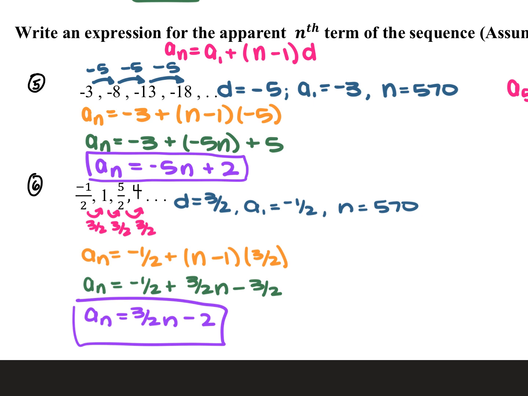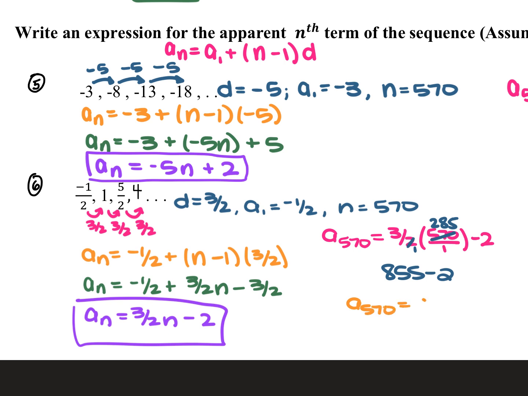Next, you're finding a sub 570. So that's going to give you 3 over 2 times 570 over 1 minus 2. 2 goes into 570 285 times. So multiply that by 3. You're left with 855 minus 2, which gives you a sub 570 is equal to 853.